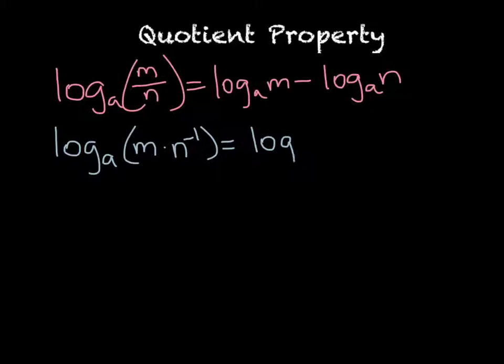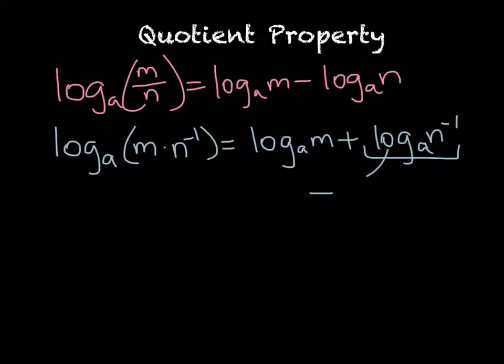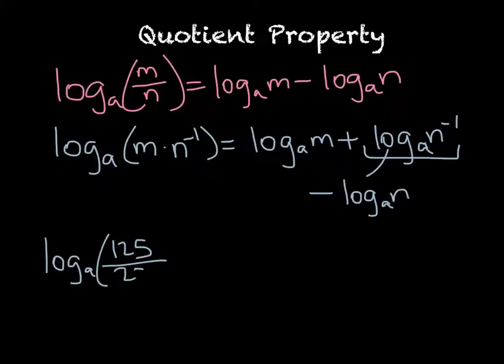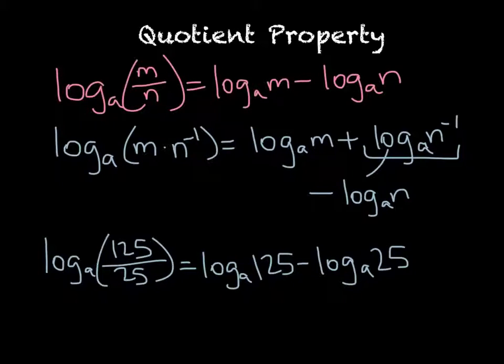And then we can use our product rule that we just learned: log base a of m plus log base a of n to the power of -1. And then using the power property that I'll explain in more detail later, we can rewrite this part as minus log base a of n. So an example of this, log base a of 125 over 25 is equal to log base a of 125 minus log base a of 25.